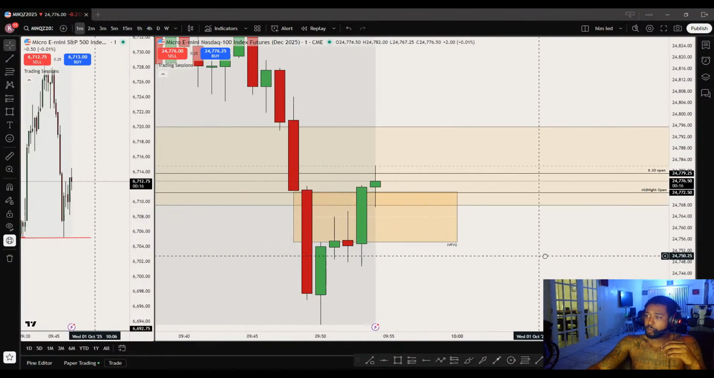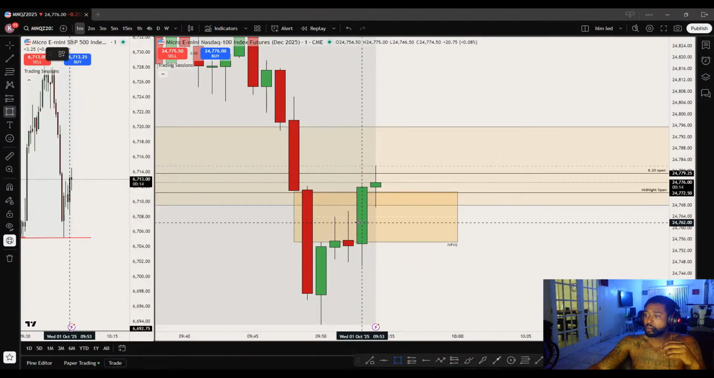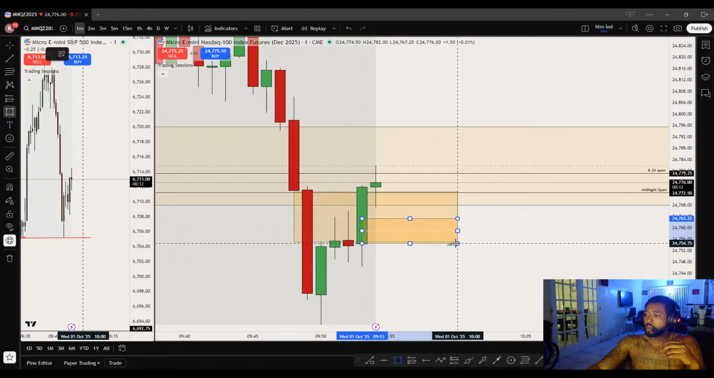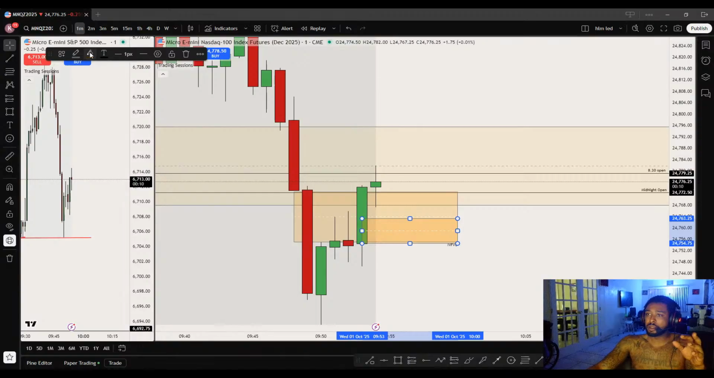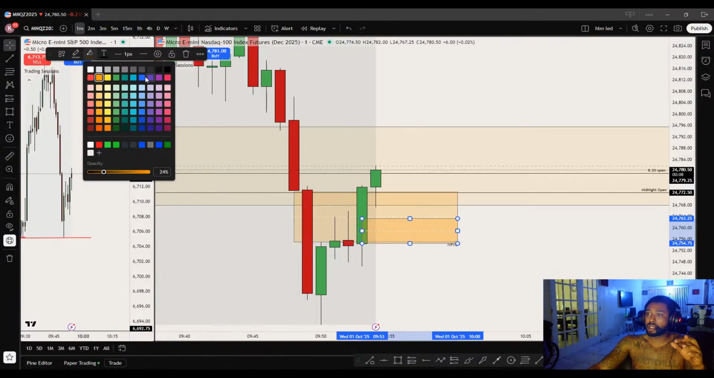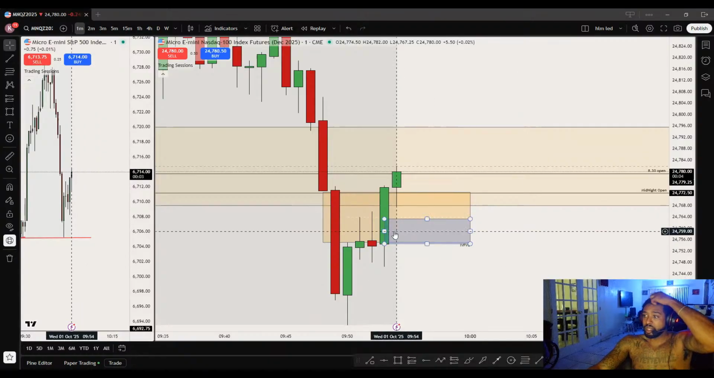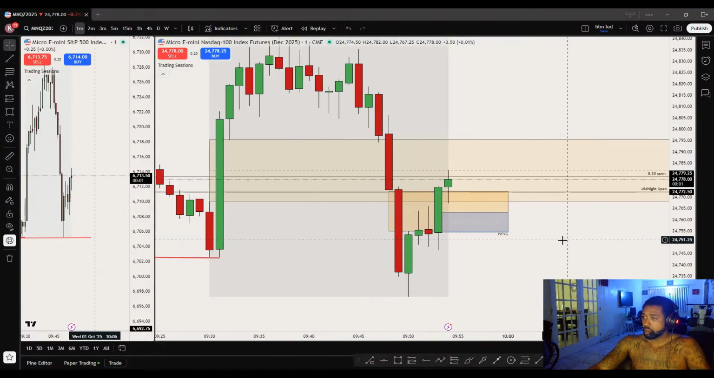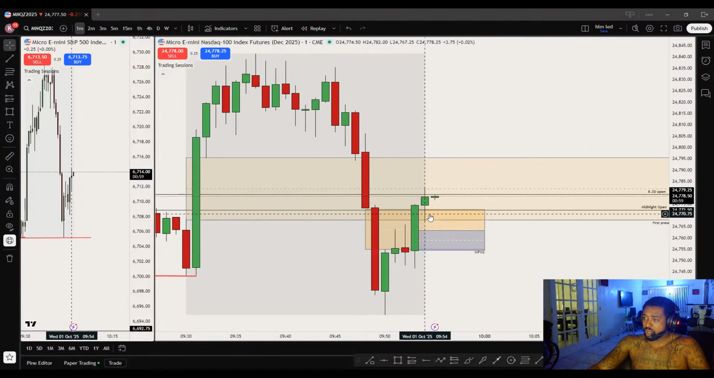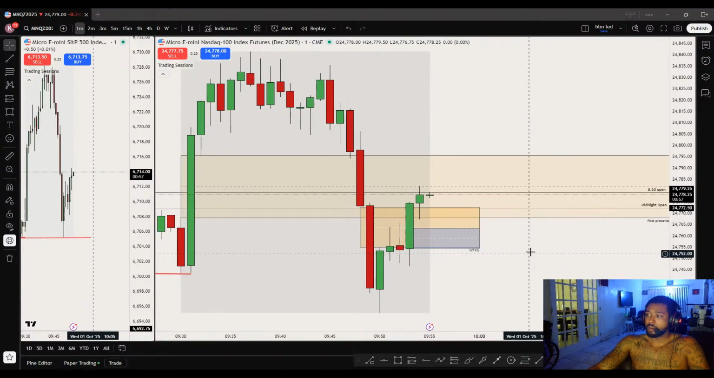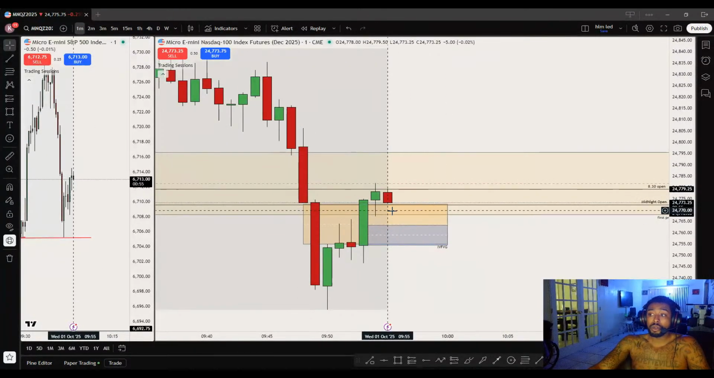I want to see it respect this upper part. I do not want to see it come in this lower part right here. I don't want to see no bodies down there. I don't want to see nothing down there. That's how I know it's good, when we leave the lower half of the PD array open. You see how we came into it? I want to see it leave it.